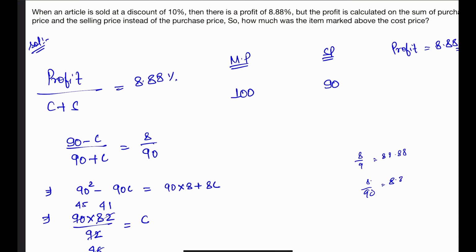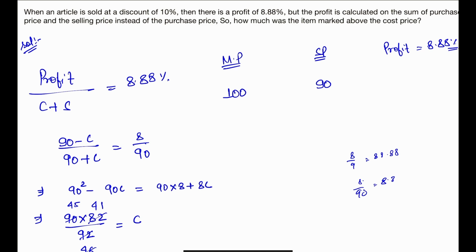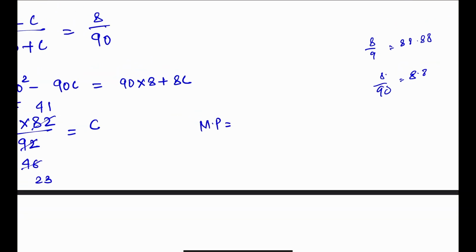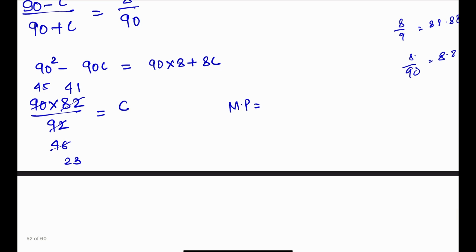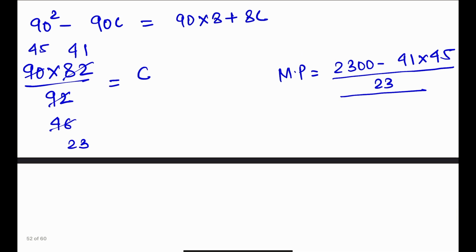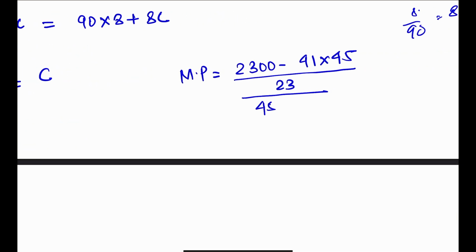So I can say, how much was the mark price? My mark price will be 100 minus this value. So I can say 2300 minus 41 into 45 divided by 23, divided by the cost price, that is 45 into 41, and 23 will go away, so it will become only 45 into 41 into 45 into 100.